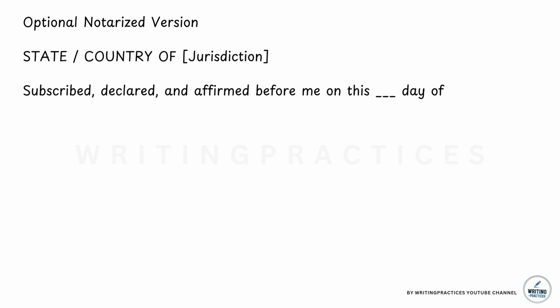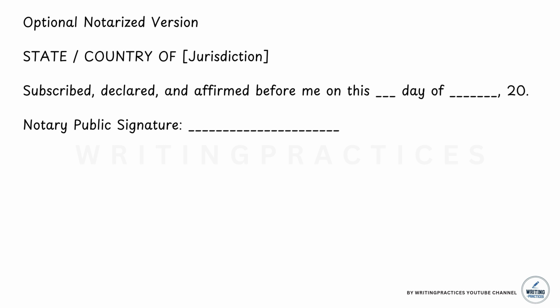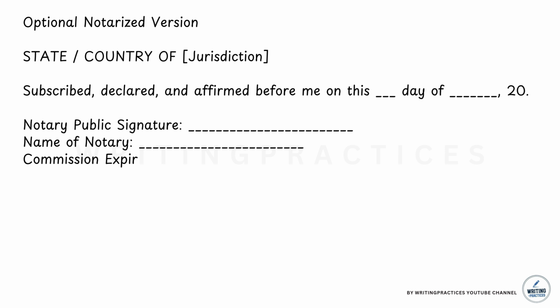Optional notarized version. If your declaration requires notarization, include the notarized section. For example, State of Arizona. Subscribed, declared, and affirmed before me on this 2nd day of June, 2026. Notary public signature, name of notary, commission, expiration, official seal. Some government agencies, courts, immigration processes, financial institutions, or legal matters may require notarization to provide an additional level of authentication and formal verification.